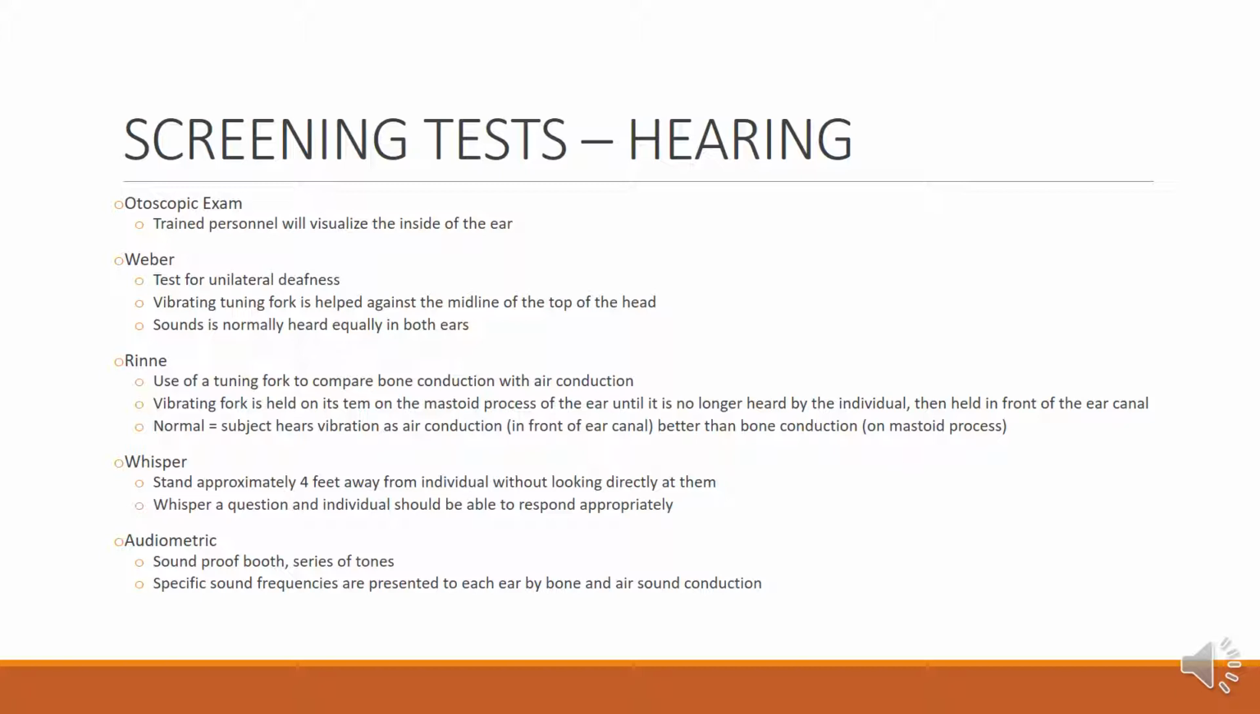A whisper test, this is when the person performing the test will stand about 4 feet away from the individual without looking directly at them. So normally when this is performed, the person will stand behind the patient. They'll whisper a question and the individual should be able to respond appropriately if they were able to hear the whisper. And then audiometric, this is when they go into a soundproof box. A series of tones are played at certain frequencies, and then they'll play them to each ear by both bone and air conduction to test their hearing.